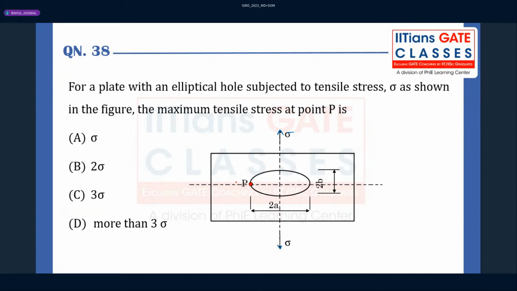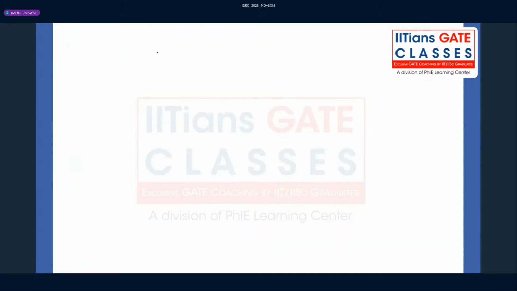Okay, so for solving this particular problem, question number 38, observe that whenever any hole is there, the stress near the hole will be very high. The localized stress will be very high. And how do we define that localized stress? By using the theoretical stress concentration factor.